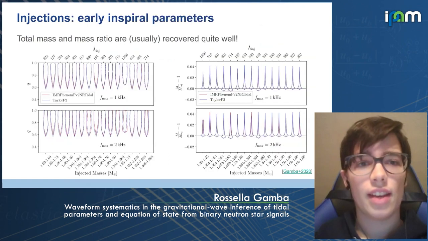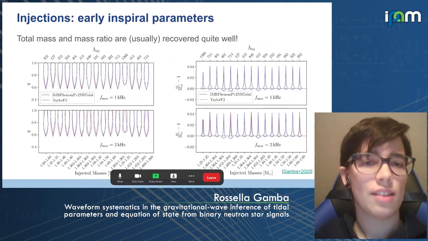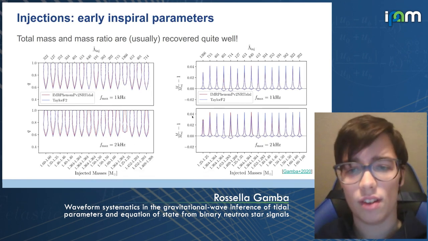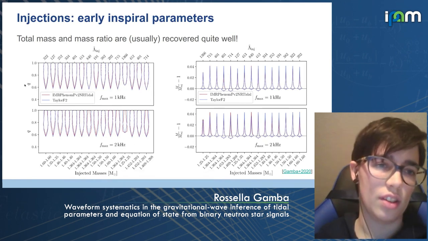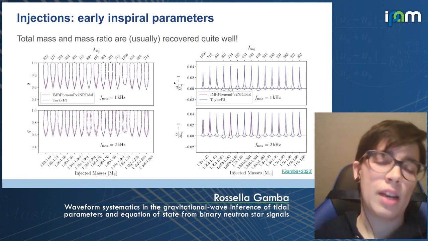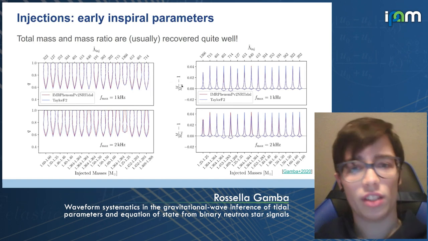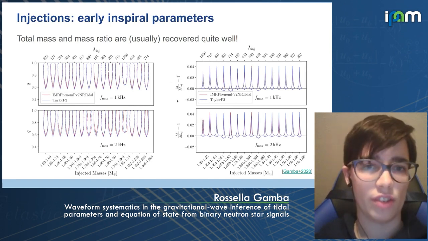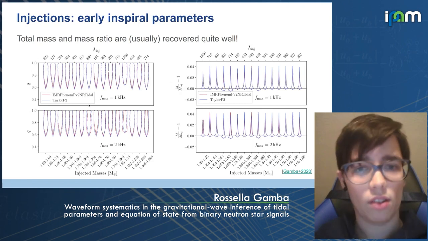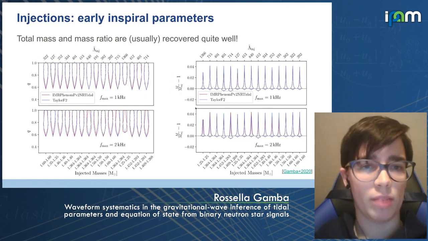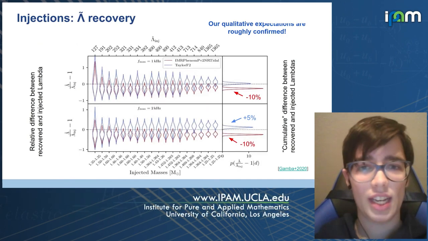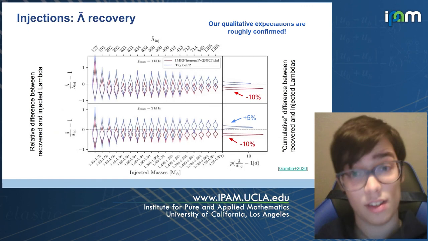And what you find is that, fortunately, the total mass and the mass ratio are recovered quite well. If you look at these distributions, you have on the left the mass ratio, and on the right basically the recovered mass over the injected mass minus one. So it's a relative difference between the recovered mass and the injected one. And you see that all of these distributions are pretty much in agreement with one another. So that's good. But then you move on to look at tidal parameters, and this is not good, actually.